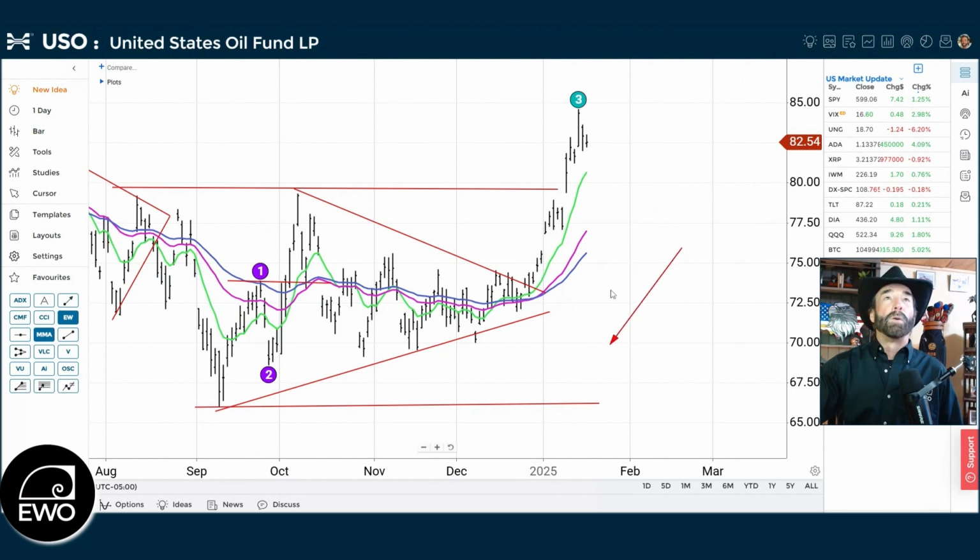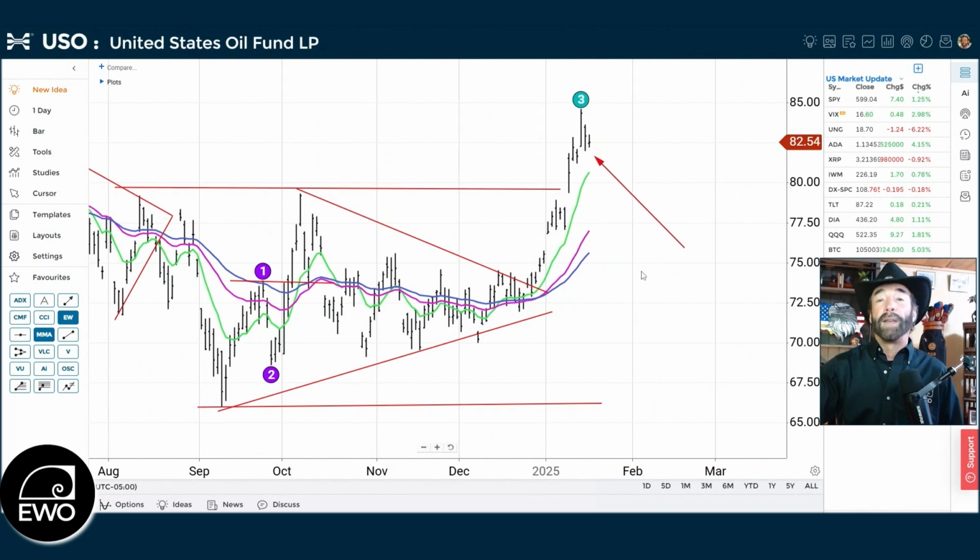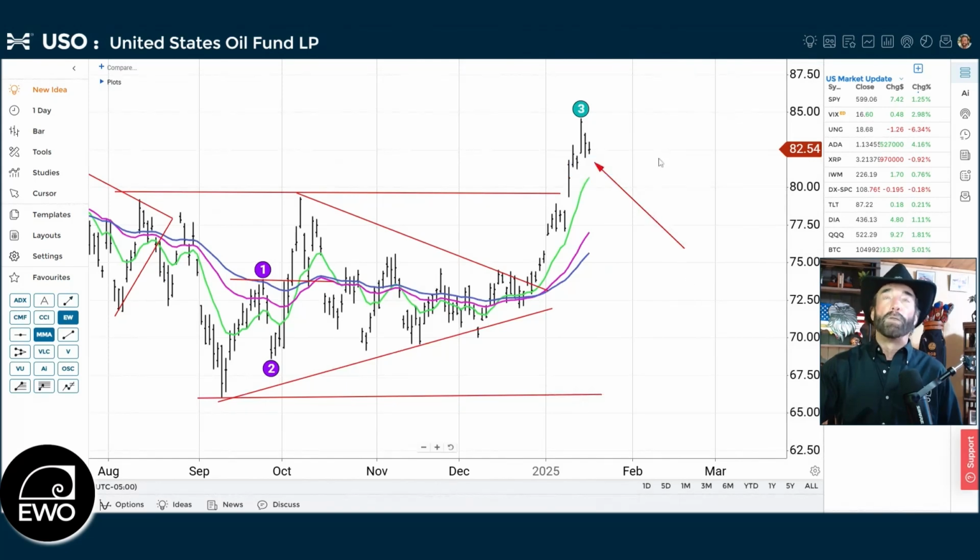I still think somewhere in this big trading range is the sweet spot. But the algorithm's not sure this wave three is finished to the upside yet. Right now, we're just consolidating this big move. So we have to see if that's the end of the wave three or if we can even go a little bit higher. But if we do, if we break above 85, gosh, we're looking at 90, 95 again. Hope that doesn't happen. Taking a look at UNG.